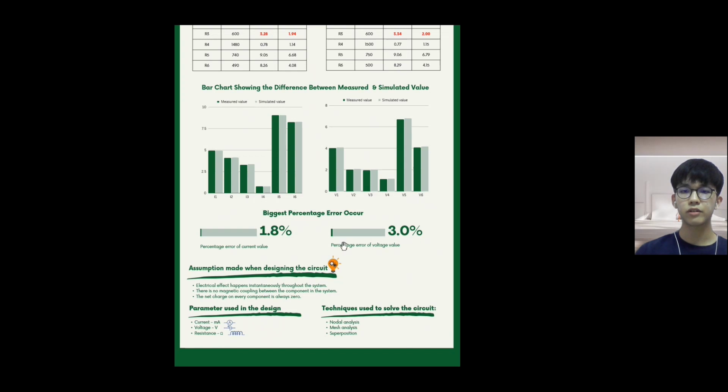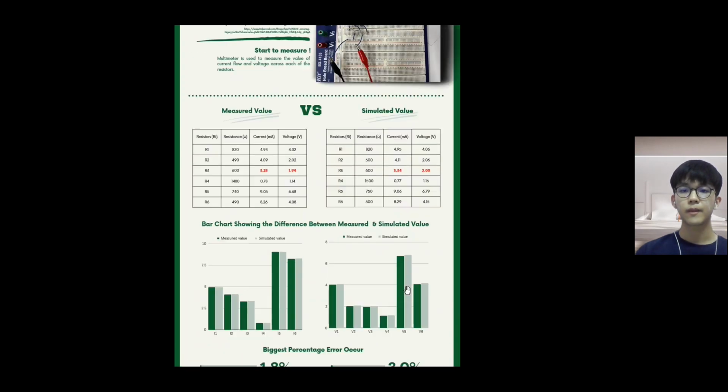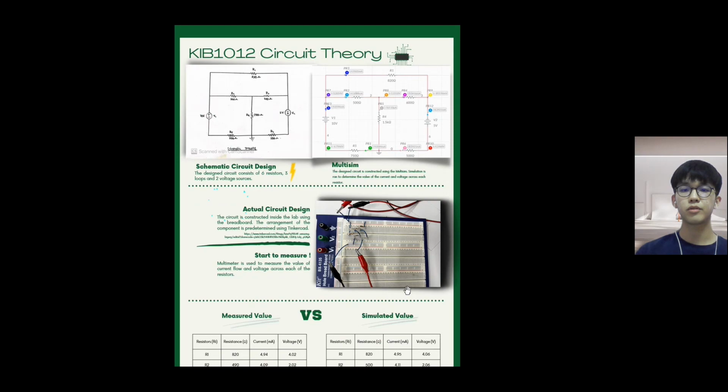Other than using the simulation method, we also use the techniques called nodal analysis, mesh analysis, and also superposition to solve the circuit, and the calculated values of the current flow and also the voltage across each resistor are similar to the simulated values. And that's all for my presentation today.